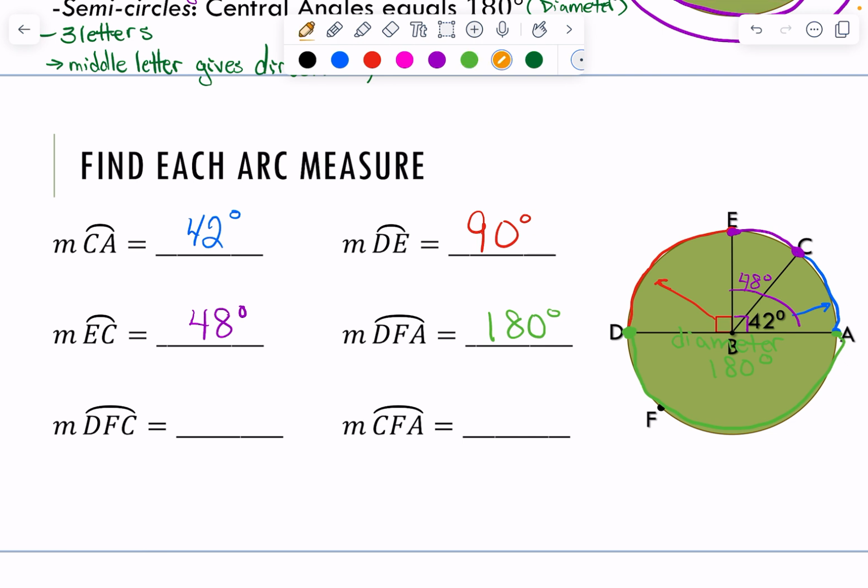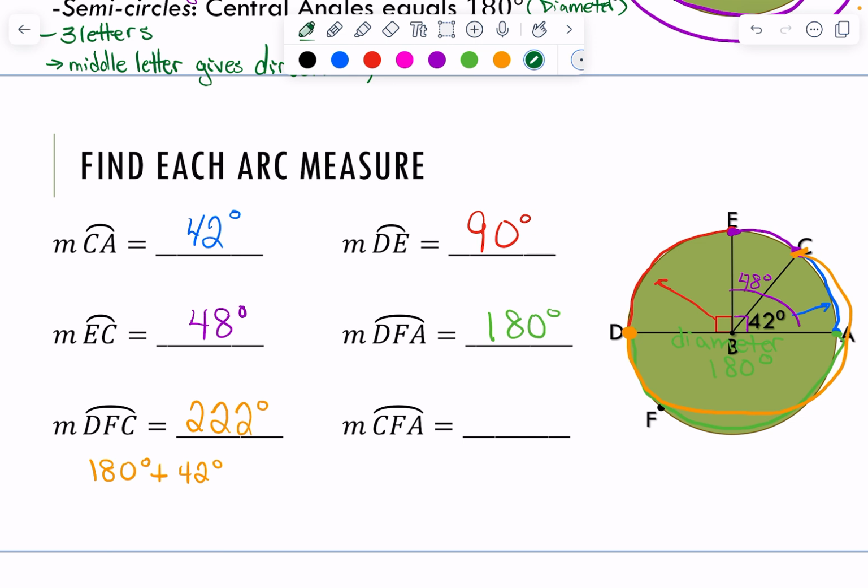My next one then, DFC, so I'm going to start at D, go through F all the way up here to C. Well, if you look at that, that is a combination of the 180 degrees plus the angle of 42 degrees, so that would be 222 degrees.